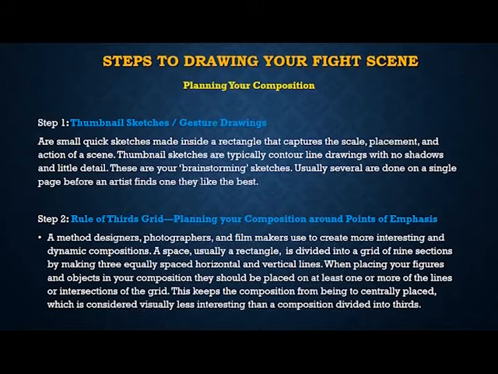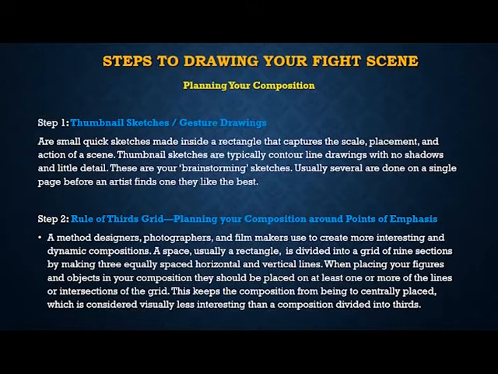So step one is thumbnail sketches and gesture drawings. Now we learned what gesture drawings were in the previous lesson. They're small, quick sketches that describe the angle and pose of the figure that you're drawing. But thumbnail sketches are a scene or a composition that you're drawing. And these are the same kind of thing as a gesture drawing.